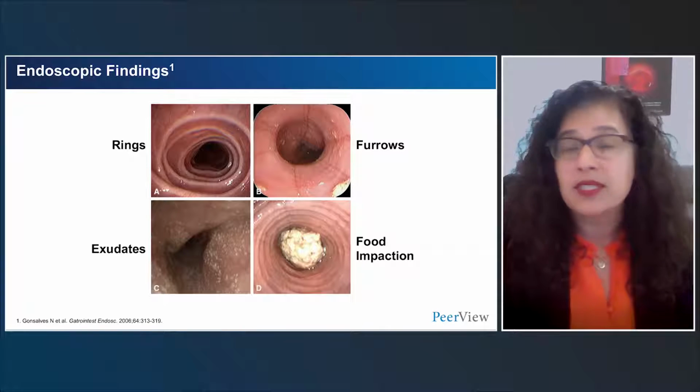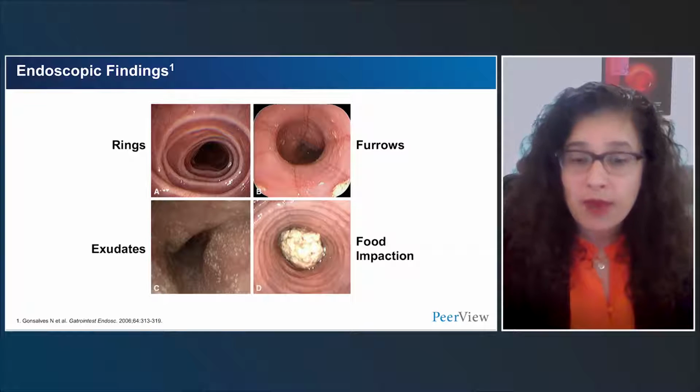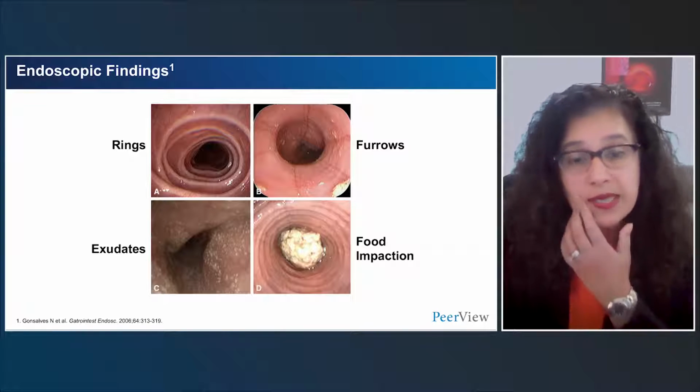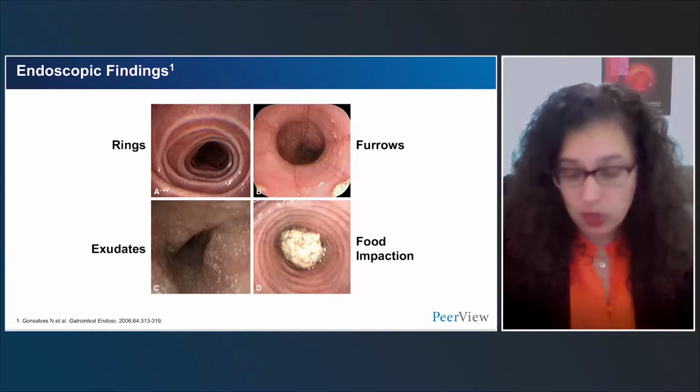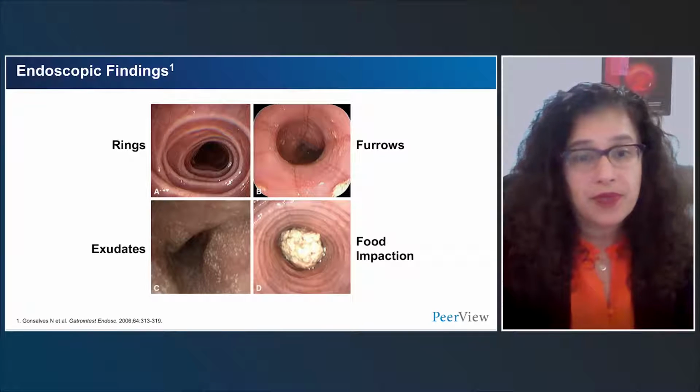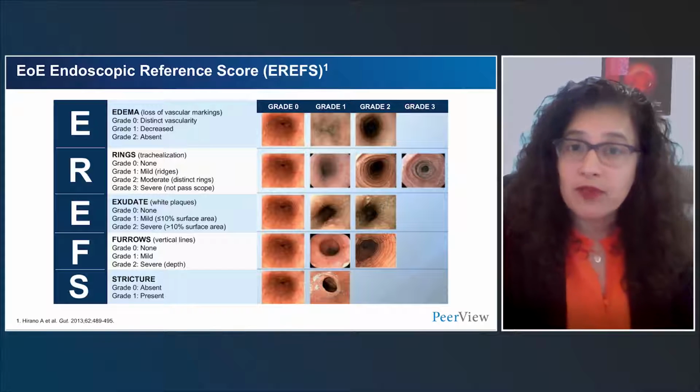And of course, in panel D, the dreaded complication of a food impaction, a food bolus. And here we see a piece of chicken in a patient's esophagus due to stricturing. I mentioned that endoscopic reference score.